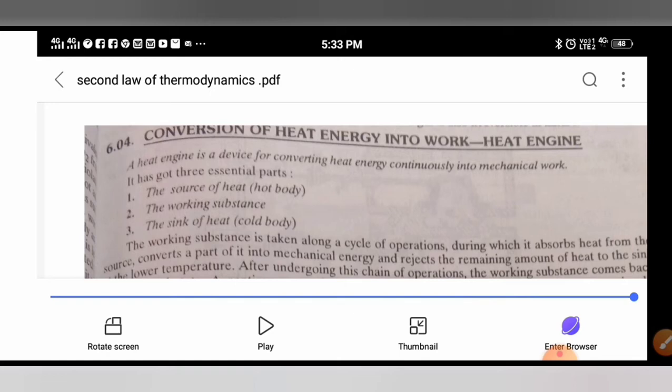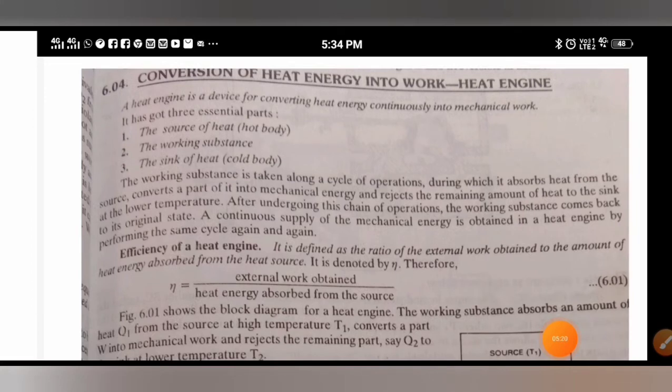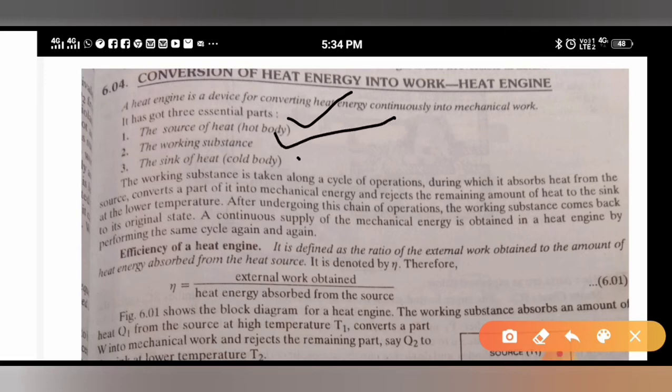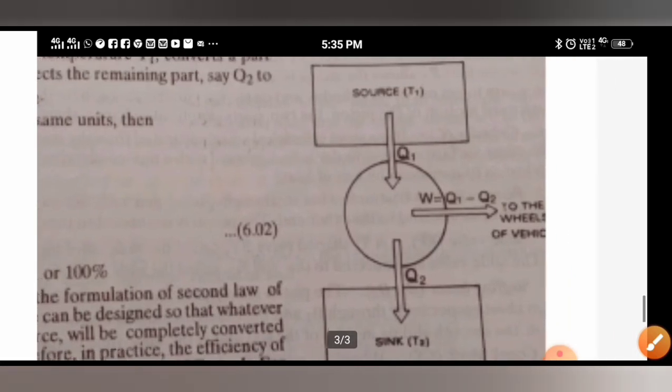So if you want to do mechanical work from heat energy, we use a heat engine. In a heat engine there are three parts. First part is the source, meaning the hot body. Second part is the working substance, and third part is the sink, meaning the cold body. So the working of a heat engine we can understand from its diagram. Students, I'm just zooming in on the diagram.